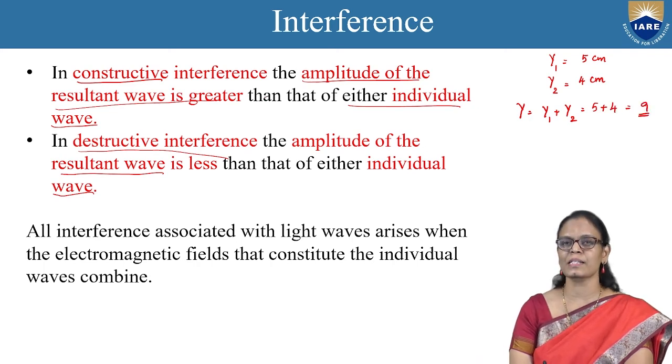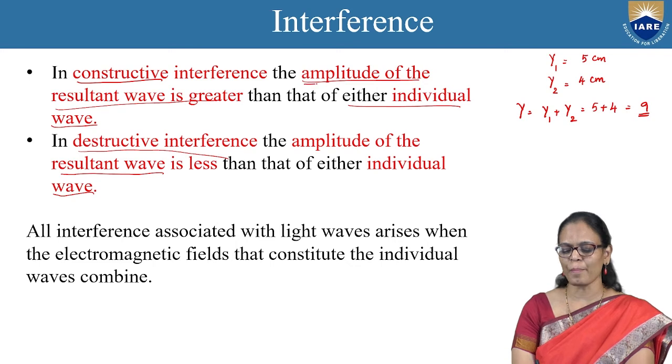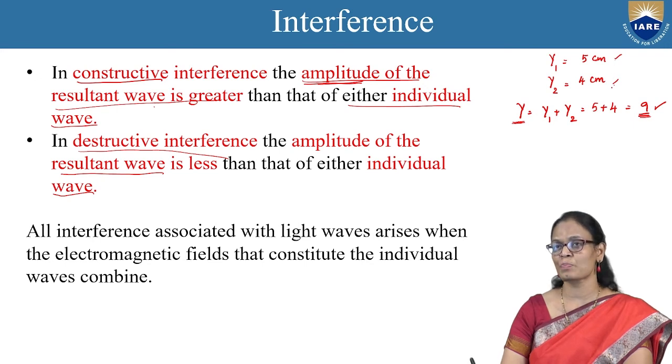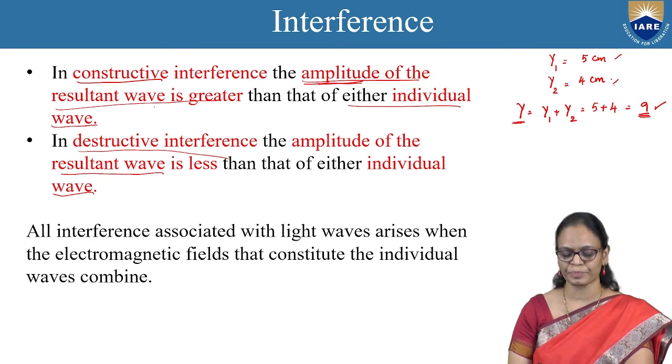So this statement means the amplitude of the resultant wave. Here y is the amplitude of the resultant wave. This amplitude is greater than either of the two. One is 5, the other is 4, but the resultant we are getting is 9. So the resultant is always greater than either of the displacements of the two waves.